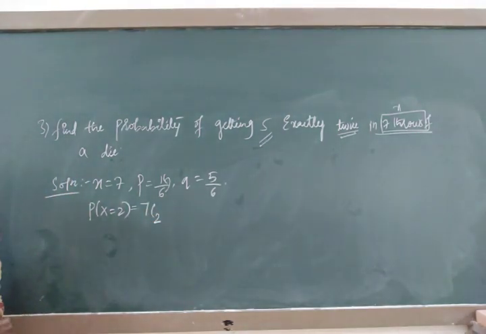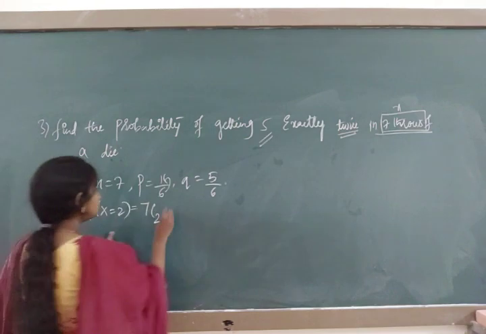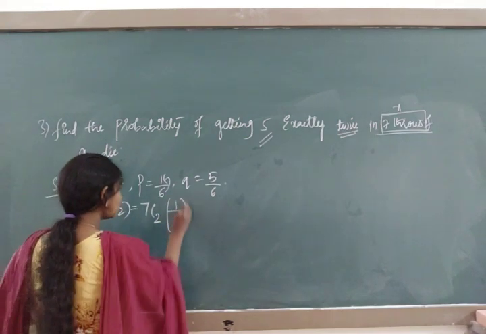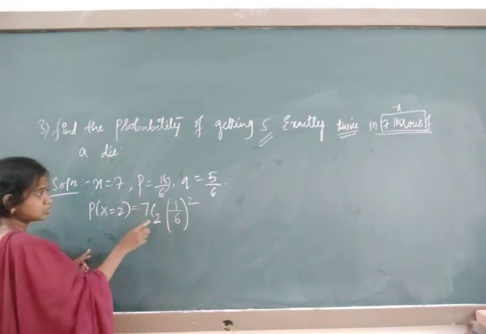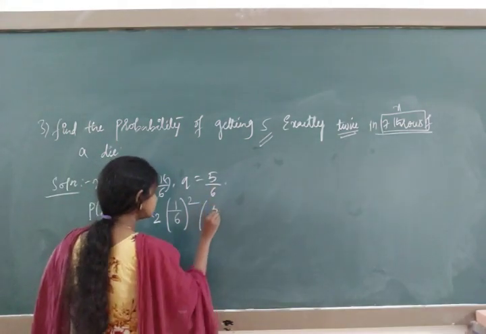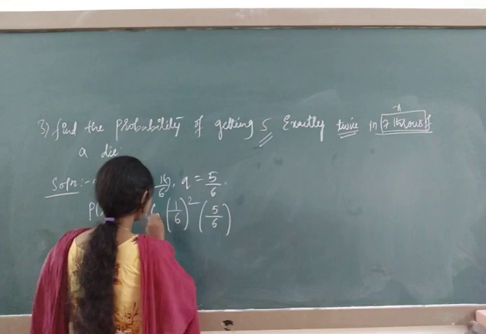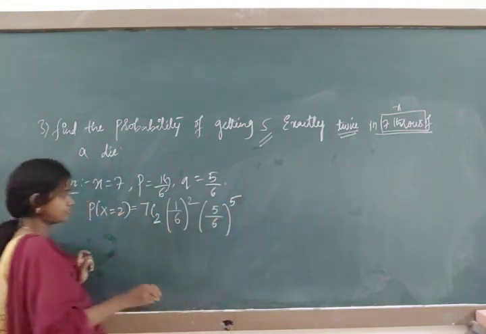Recall the formula please. I have not written the formula every time, because you have to remember it in your mind. 7C2 into 1 by 6 to the power of 2. This value you have to write as the base, whatever is there. Now subtract, Q value will be this 5 by 6, 7 minus 2, it's a 5.